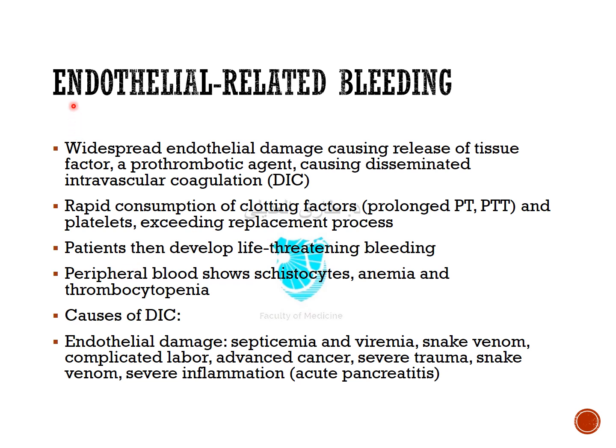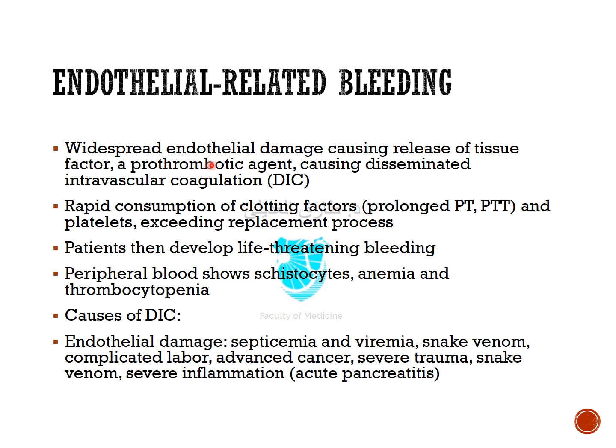The last category is the endothelial-related bleeding. The most important disease is called disseminated intravascular coagulation. Again, in this disease, we have widespread endothelial damage, which results in formation of microthrombi in the entire body. So these thrombi will consume the clotting factors, okay, although they form thrombi, but the clotting factors are consumed. It is part of the pathogenesis of the disease, not only the platelets, but also the clotting factors.